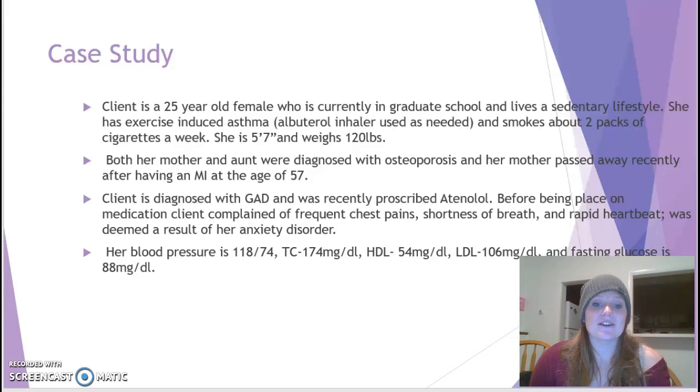The client is diagnosed with generalized anxiety disorder and was recently prescribed Tylenol for 6 months. Before being placed on the medication, the client complained of frequent chest pains, shortness of breath, and rapid heartbeat, and it was deemed a result of her anxiety. Her blood pressure, total cholesterol, HDLs, LDLs, and fats and lipids are all normal levels, which is very good.